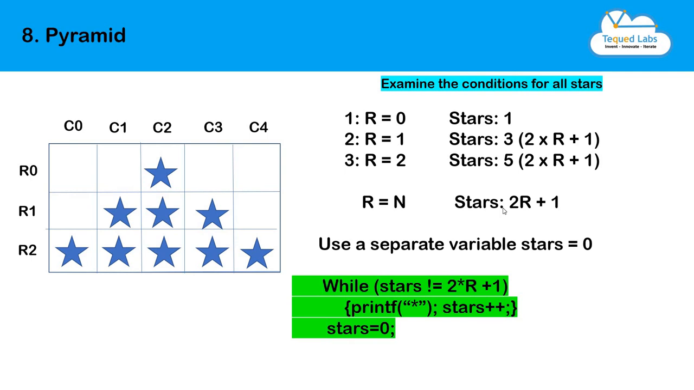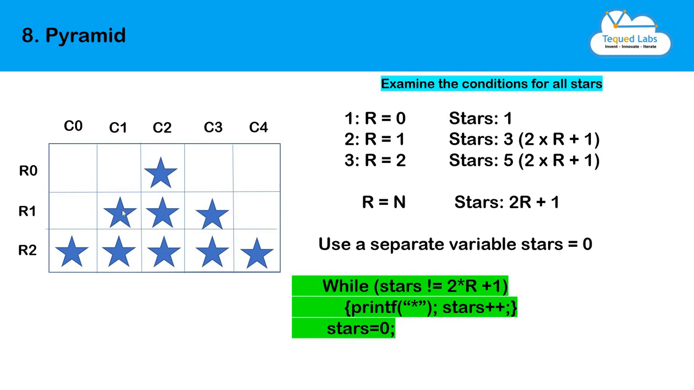Now there are two ways to print the stars. Either you can use a while loop or you can use a for loop. So in this particular pattern, let us use a while loop. So we'll declare another variable called stars and we'll assign it to 0. And this will be the condition to print stars. While stars not equal to 2 into r plus 1, you have to print star. Then you increment the stars.